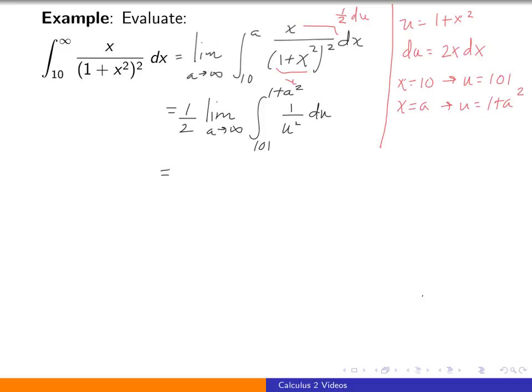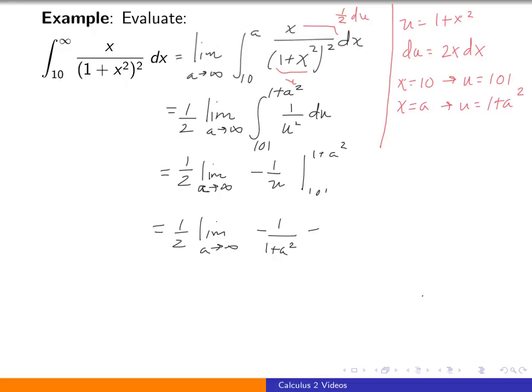Now we go ahead and evaluate. And remember, at each step, even though we're not using it yet, we're going to rewrite that limit and make sure that we're using good notation. The antiderivative of 1 over u squared is minus 1 over u, and we're evaluating from 101 to 1 plus a squared. So we plug in u equals 1 plus a squared, so minus 1 over 1 plus a squared, and then we subtract away what we get when we plug in 101. So minus a minus 1 over 101.